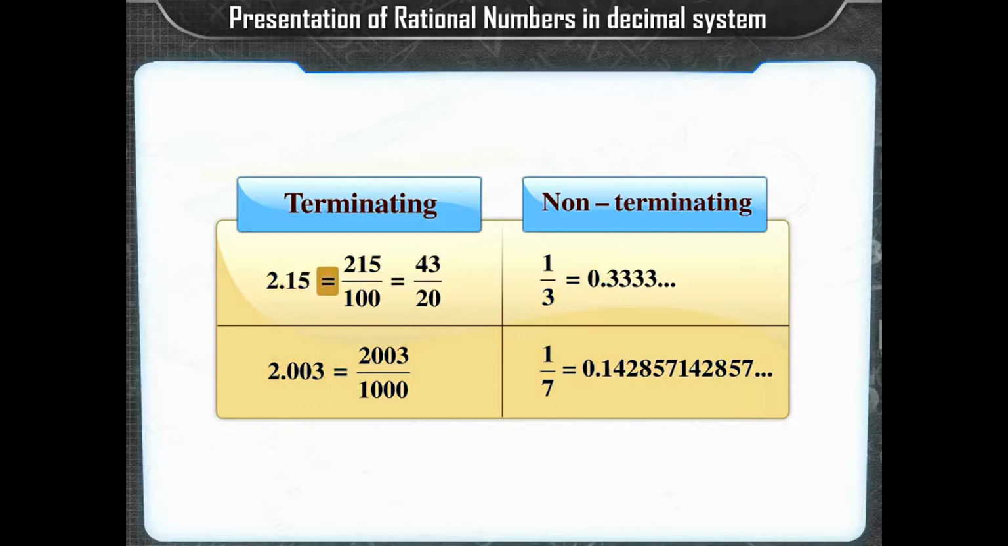2.15 is equal to 215 upon 100, which is equal to 43 upon 20. 2.003 is equal to 2003 upon 1000. 1 upon 3 is equal to 0.3333 and so on. 1 upon 7 is equal to 0.142857, 142857 and so on.